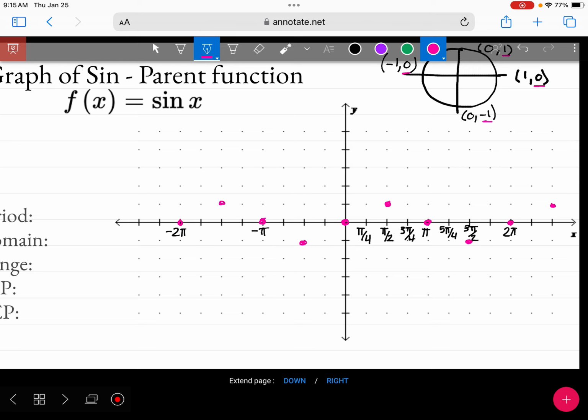So the sine graph, when we start to connect these up, looks like this. It makes a squiggle. It's called a sine curve.